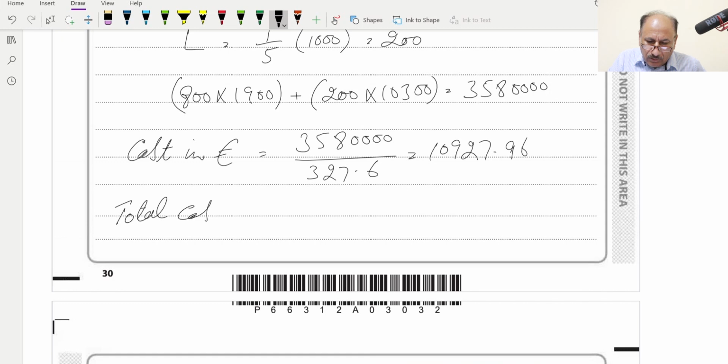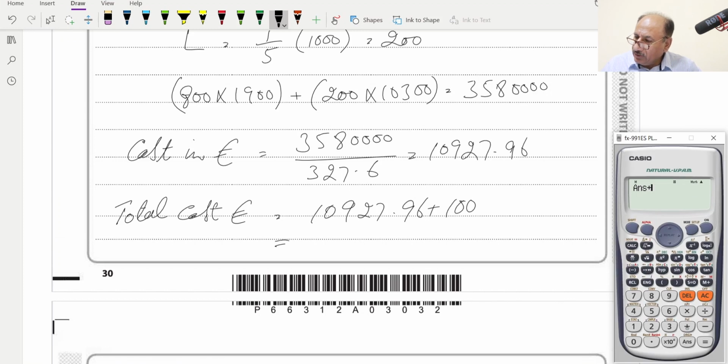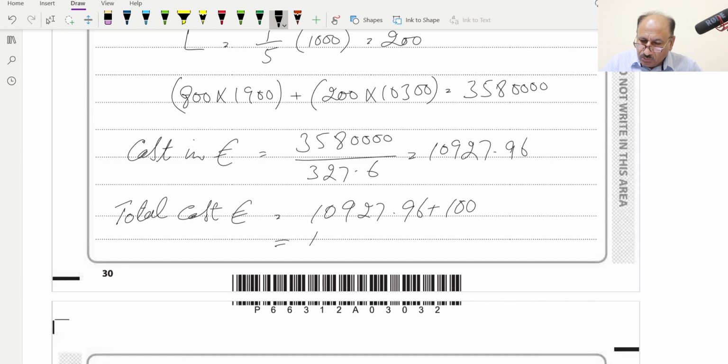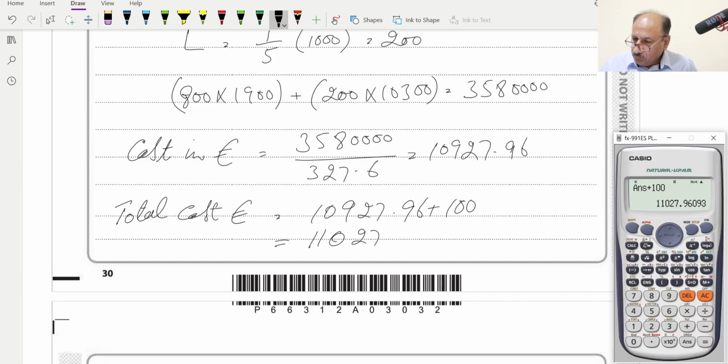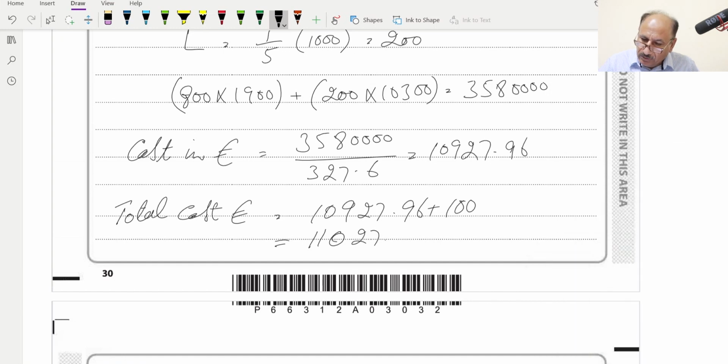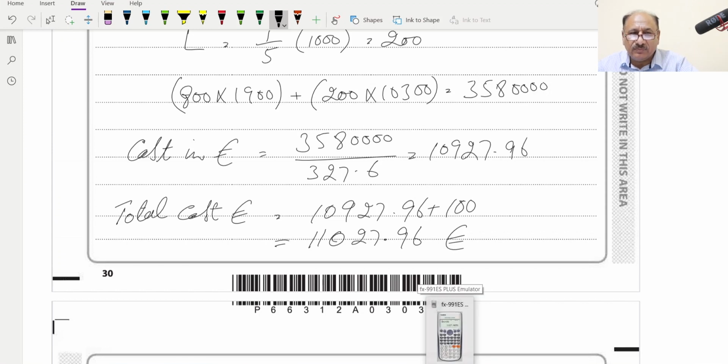Total cost in euros will be how much? It will be equal to 10927.96 plus 100. So this much amount plus 100 will be equal to 11027 euros. Total spending is this much.